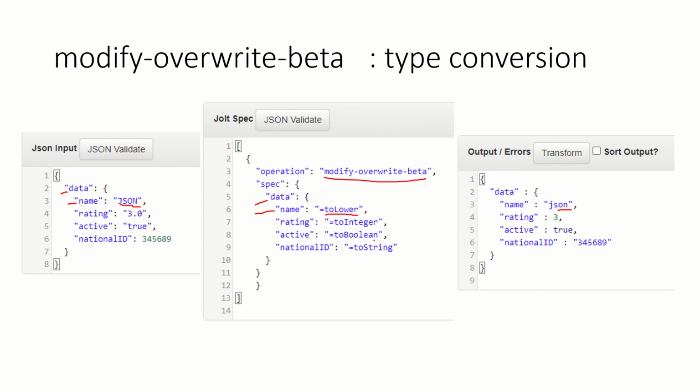Same way you have multiple different functions, like you can convert string into integer. 3.0 string is converted into 3 because it is integer, so it is rounded off. Active true, this is string value true, you want to convert it into a boolean, so I said true boolean, so it becomes true, a boolean value. This is my national ID, this is number, but I want to convert it into a string, so I can say toString. ToString will change it into string.